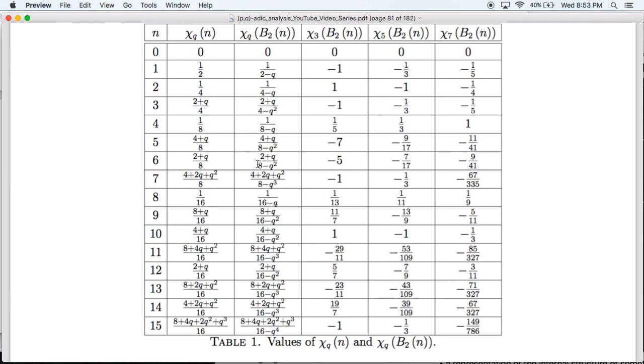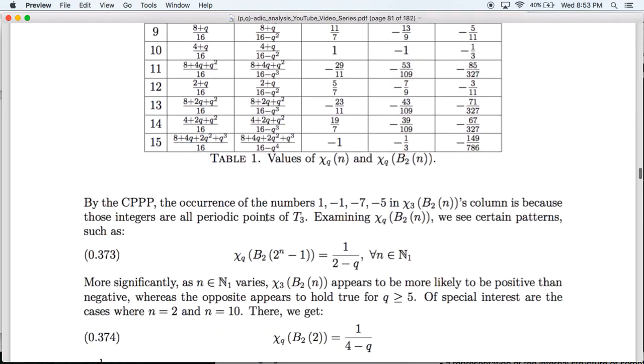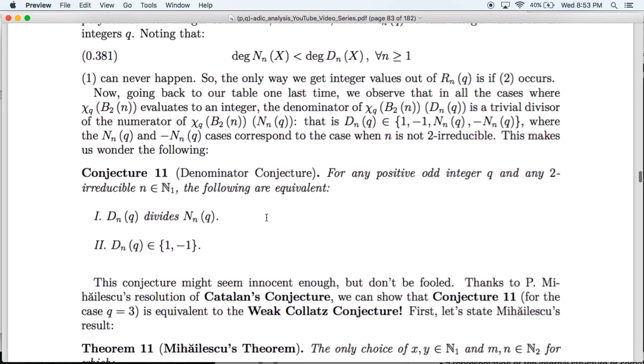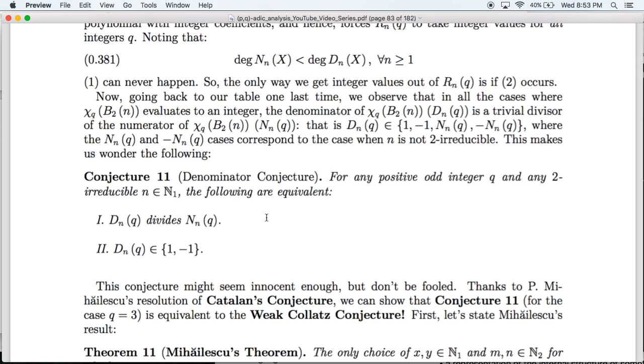So my claim is that when we simplify by evaluating at q, we never end up with a non-trivial divisor, or with there being, say, a divisor here and a divisor there that partially cancels out, but there's still something left in the denominator. This conjecture seems kind of harmless, right? It's not. Thanks to Mihailescu's resolution of the Catalan conjecture in the mid-2000s, we can actually show that this is equivalent to the weak Collatz conjecture in the case where q is 3.